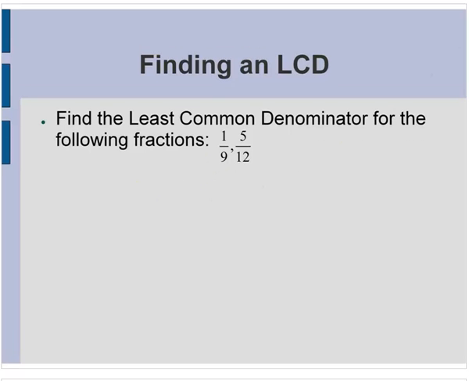So let's find the least common denominator for the following fractions, 1/9 and 5/12. There's a couple of different ways to do this. One way is to list multiples of the denominators. So 9 times 1 is 9, 9 times 2 is 18, 9 times 3 is 27, 9 times 4 is 36, 9 times 5 is 45, and go for a while. 12, 24, 36. The LCD would then be 36. It's the first number that shows up in both of those lists of multiples.